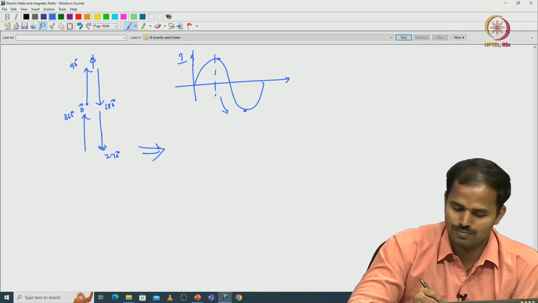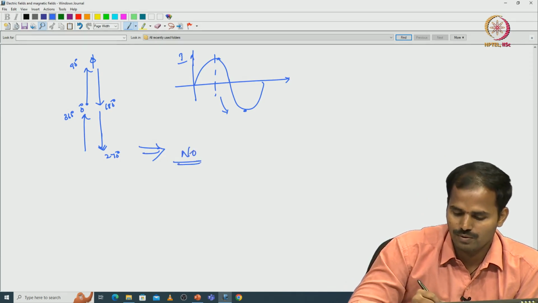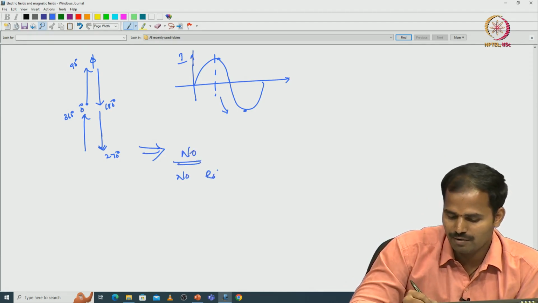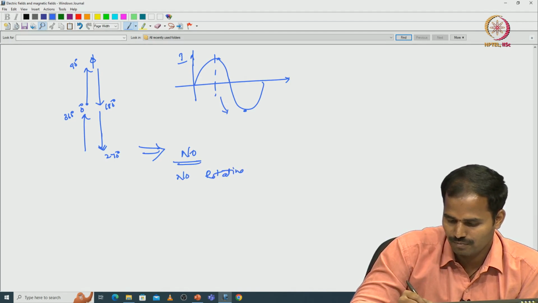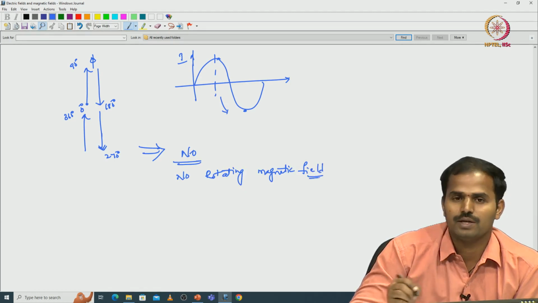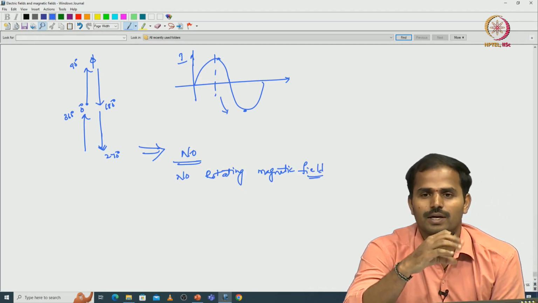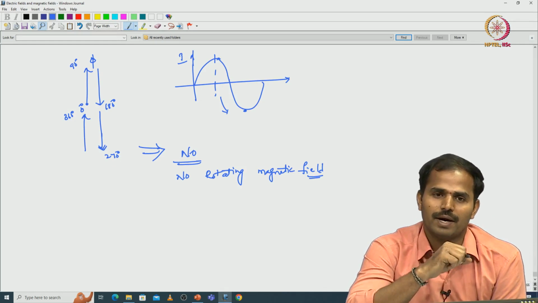It is no. Okay, no rotating magnetic field. It is just an increasing and decreasing flux vector magnitude.